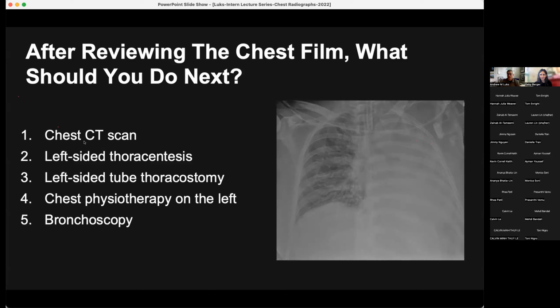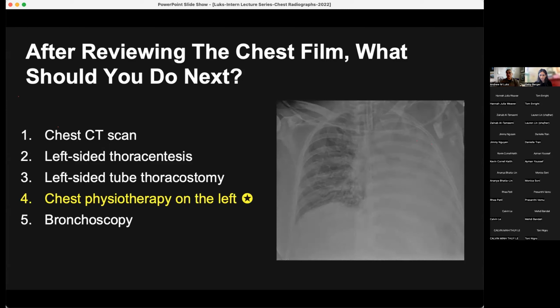Answers all over the map on that one again. A lot of people wanted to put a chest tube in this patient. The correct answer here is actually to perform chest physiotherapy on the left side, because this patient has collapse of the entire left lung, likely due to obstruction of the main stem bronchus from a lot of mucus that's being produced as a result of her pneumonia.